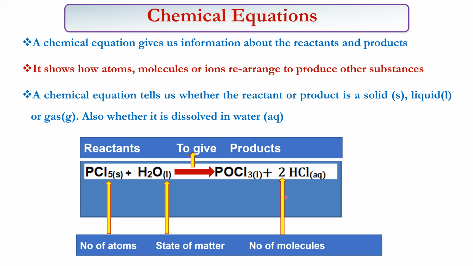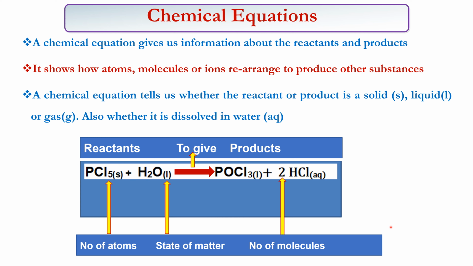Also, a chemical equation tells us whether the reactant or product is a solid, liquid, or gas, or whether it is aqueous. So in this equation, S means that PCl5 is solid, L means that water is liquid, L means that POCl3 is liquid. So it also tells us whether the reactant or product is solid, liquid, or gas.